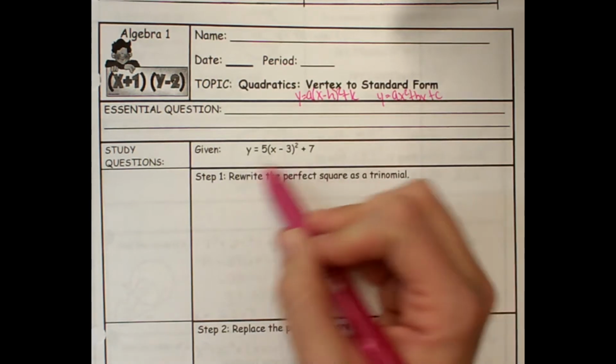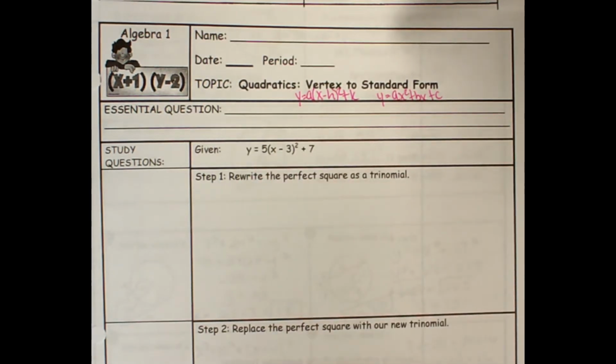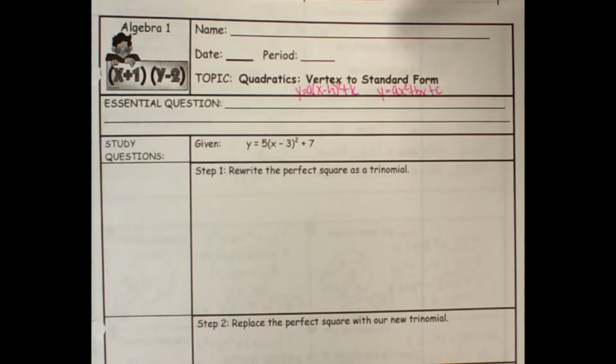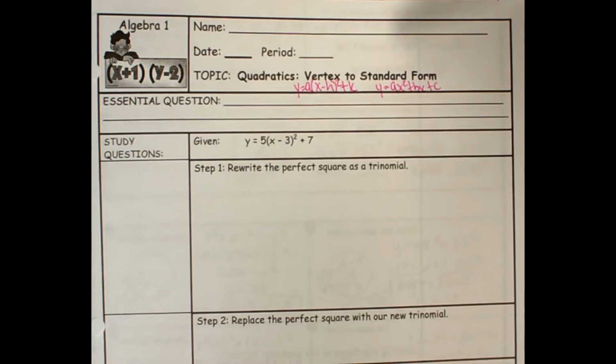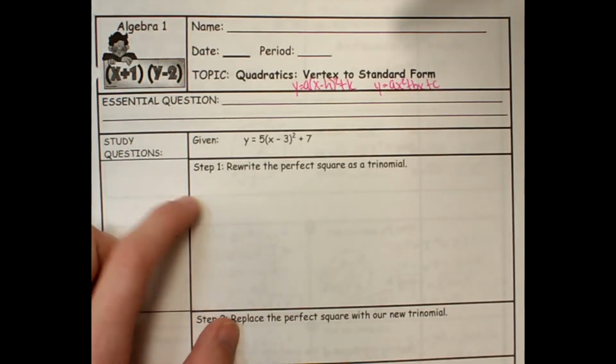All right, so if you look, there's our given vertex form of our quadratic function: y equals 5 times (x minus 3) squared plus 7. So how are we going to get that into standard form? Step 1, you want to rewrite your perfect square as a trinomial.